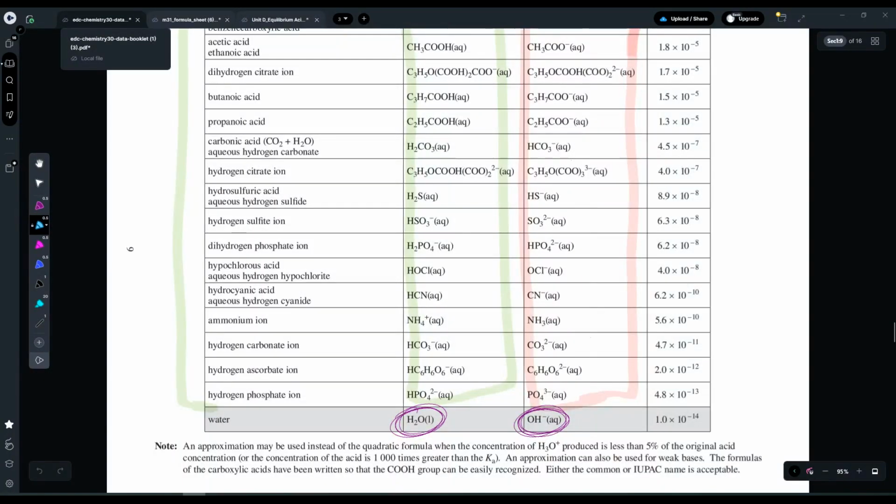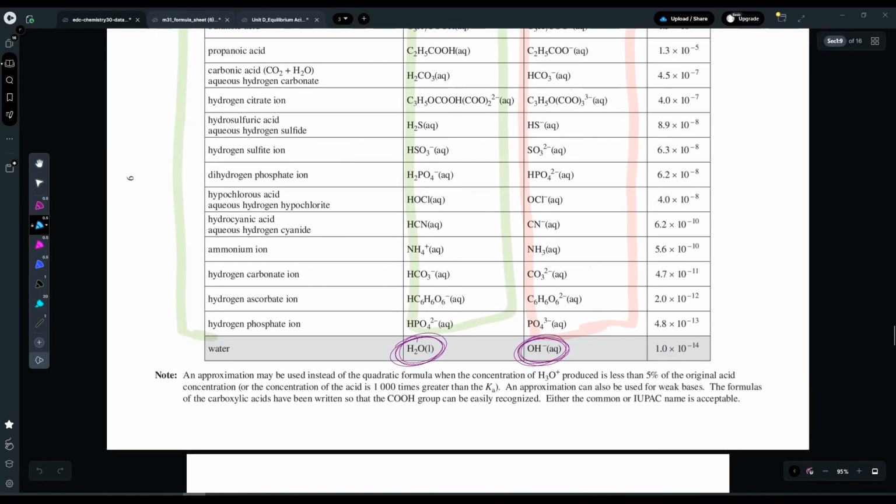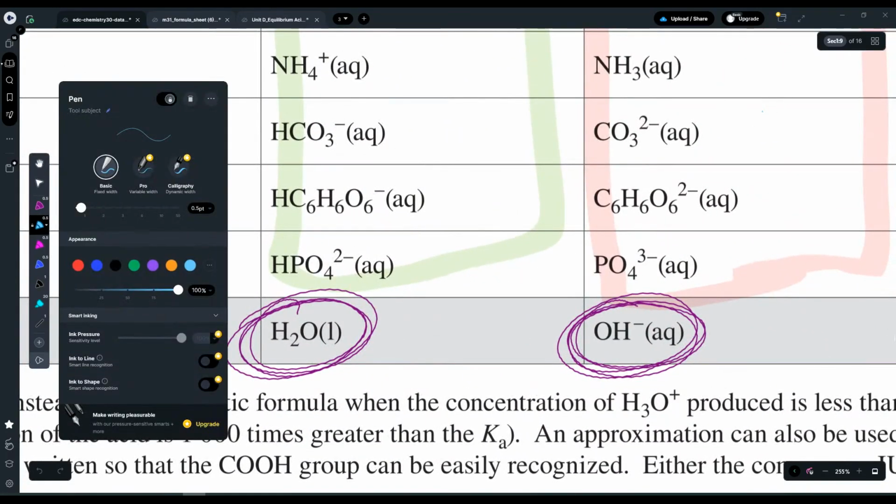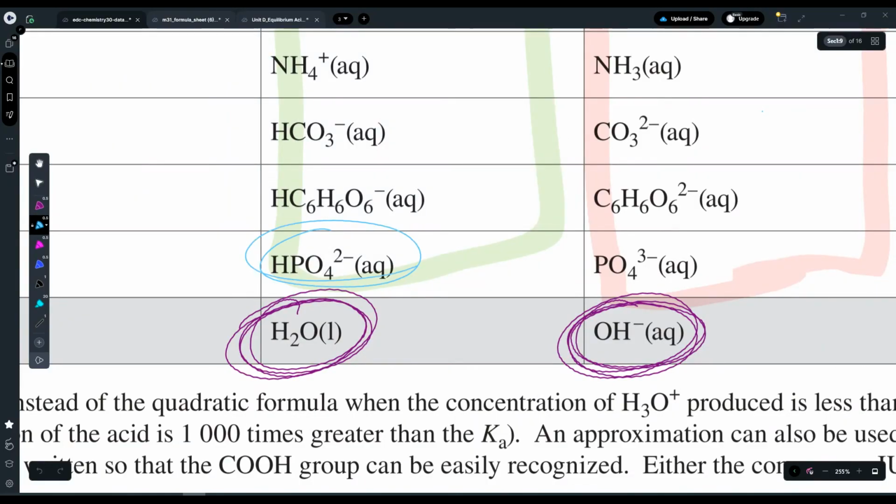Now, again, if we look at our data booklet and we find hydrogen phosphate, we're going to find it right here. So even though it's not much of a downhill line, it still is. That means even though hydrogen phosphate is a very weak acid, hydroxide ions are still going to be a stronger base than this could ever be. Even though technically you could call it a diprotic base.